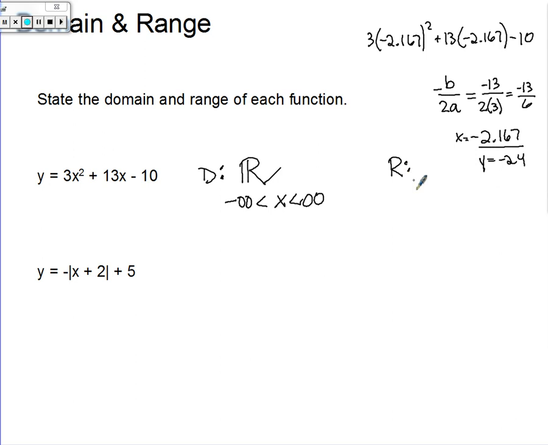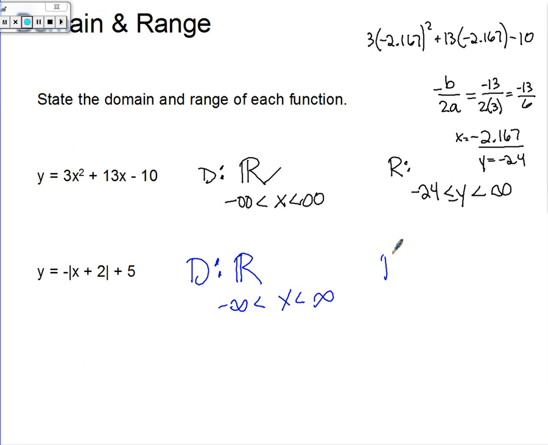So my range will go from negative 24 less than or equal to y, less than infinity. Okay. Now for the absolute value here, again, domain for absolute values is always all real numbers. Doesn't matter what x value you plug in there, you're always going to get an answer.